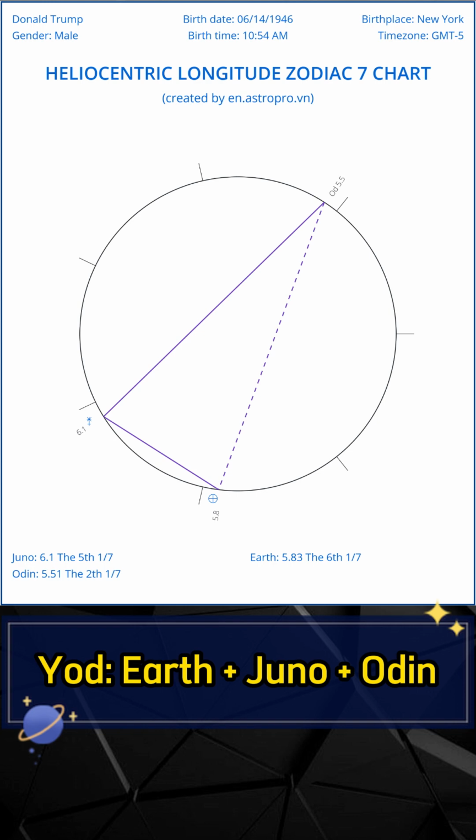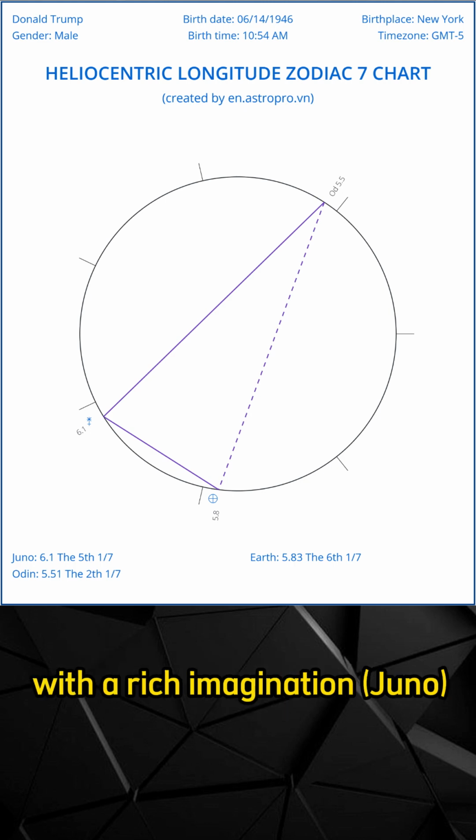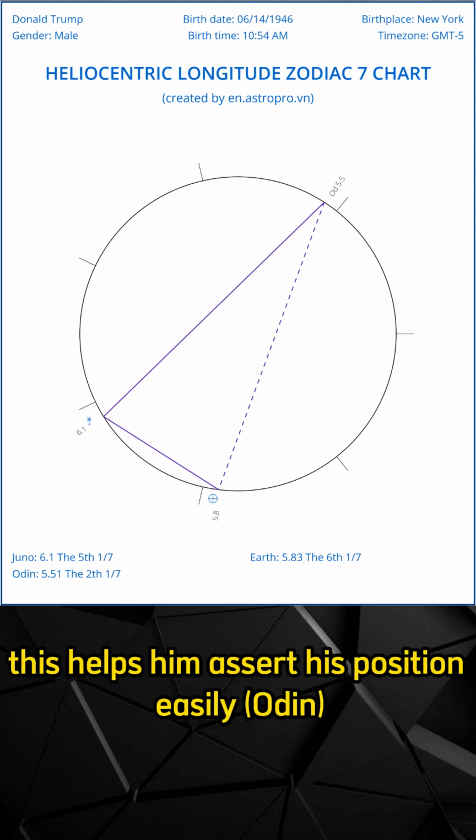To interpret it, we need to combine the symbolisms of the 3 constituent planets. For example, Donald Trump is a person from Earth with a rich imagination from Juno, and this can help him assert his position quite easily from Odin.